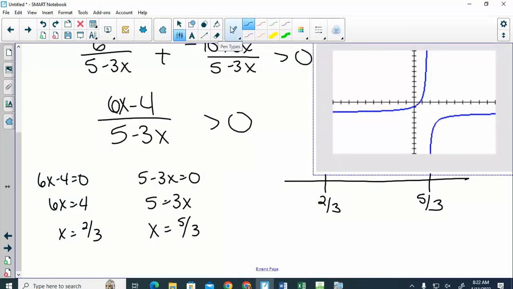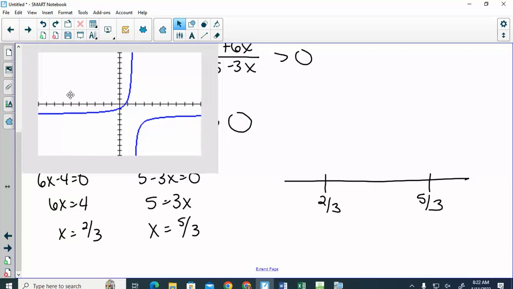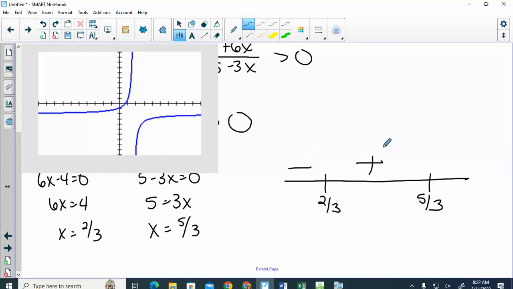So if I look at this, before 2/3, my graph is negative. Between 2/3 and 5/3, it is positive, and then after 5/3, it's negative. I asked for greater than, not equal to, so we want the positives, but we don't have to worry about brackets, so it's just parentheses, 2/3, comma, 5/3.